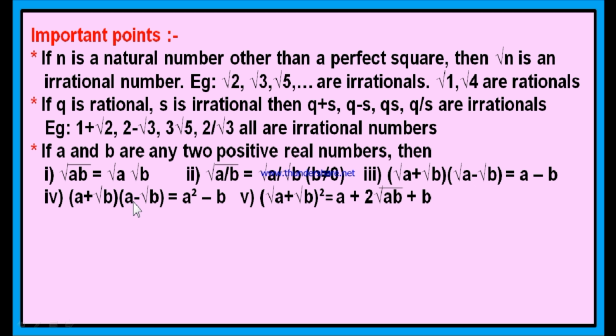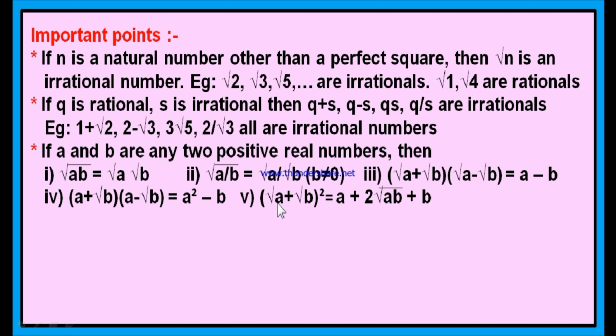Now the fourth point. A plus root b into a minus root b is equal to a square minus b. A plus root b into a minus root b. This is again the same model, a plus b into a minus b, which is a square minus b square. A is a only, therefore it is a square, minus root b whole square, which is b. And the fifth point, root a plus root b whole square is equal to a plus 2 root ab plus b. Here this is in the form of a plus b whole square. A plus b whole square is equal to a square plus 2ab plus b square.